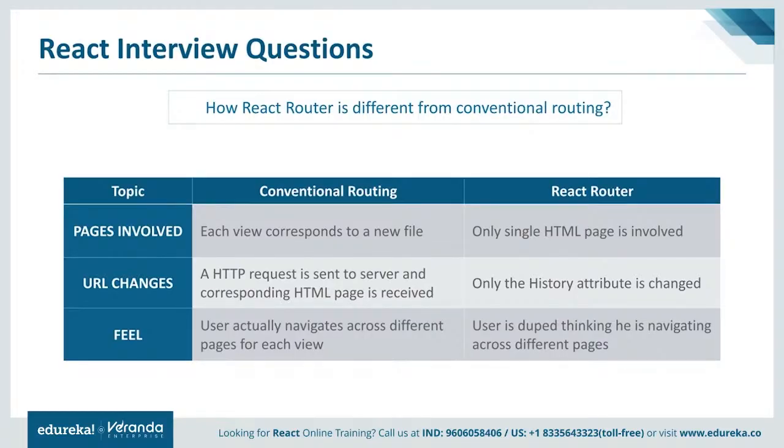If I talk about the URL changes, in conventional routing, an HTTP request is sent to the server and the corresponding HTML page is received. In React router, only the history attribute is changed. This is a very drastic change in the request response terminologies. If I talk about the look and feel, the user actually navigates across different pages for each view in conventional routing. But for React router, the user is duped into thinking he's navigating across different pages, but it is actually not the case.